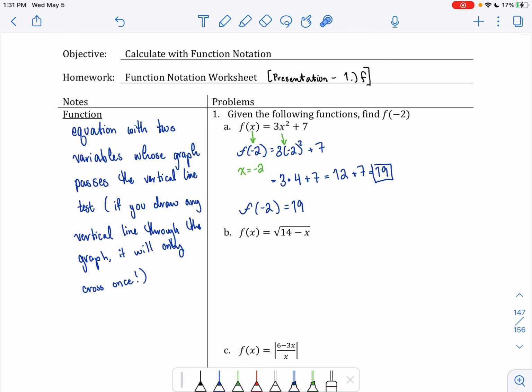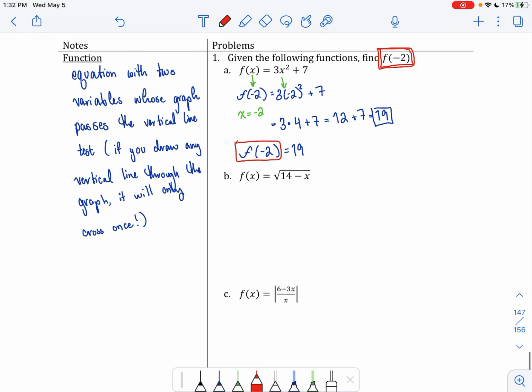Notice how I'm not changing this side, because that's what I want. This is what I want by itself at the end. If you don't have f of -2 at the end, right here, you've done something wrong. It's not a multiplication problem. It's the name of the function. I'll repeat, it is not multiplication. It is the name of the function.